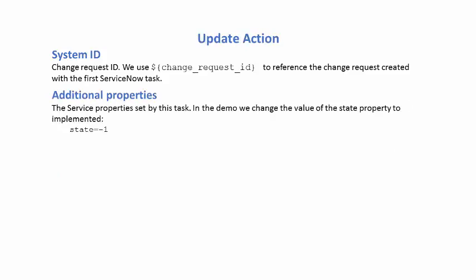The last ServiceNow task in our deployment plan uses the update action to modify our change request. As with the first ServiceNow task, we modify the state property. This task sets the state property to -1, which represents the implemented state in the ServiceNow normal state model.